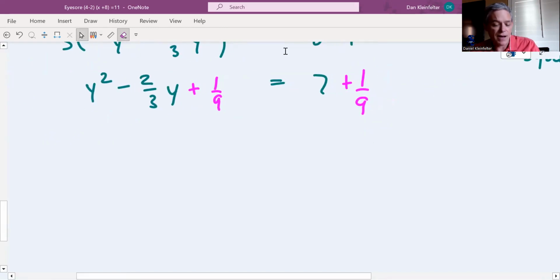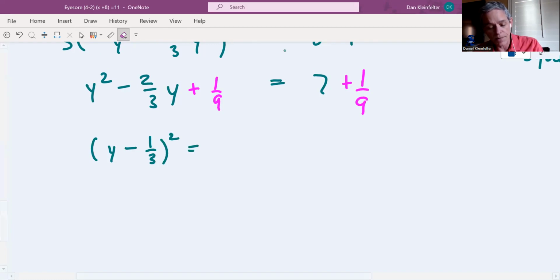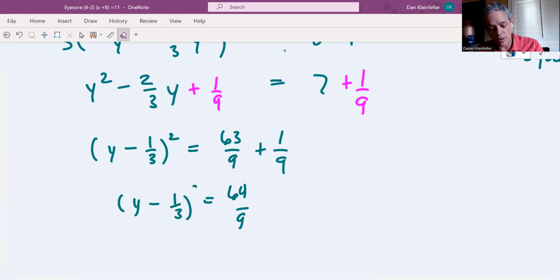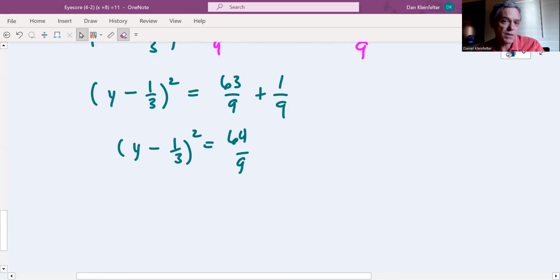So that was not so bad after all. Half of 2/3 is 1/3, 1/3 squared is 1/9. Added that to both sides. Now the left side should factor pretty nicely. It's y minus 1/3 squared. And then for the right side, we need to turn 7 into ninths. That's 63 ninths. 63 ninths plus 1/9 will end up being 64 ninths. And y minus 1/3 squared equals 64 ninths.